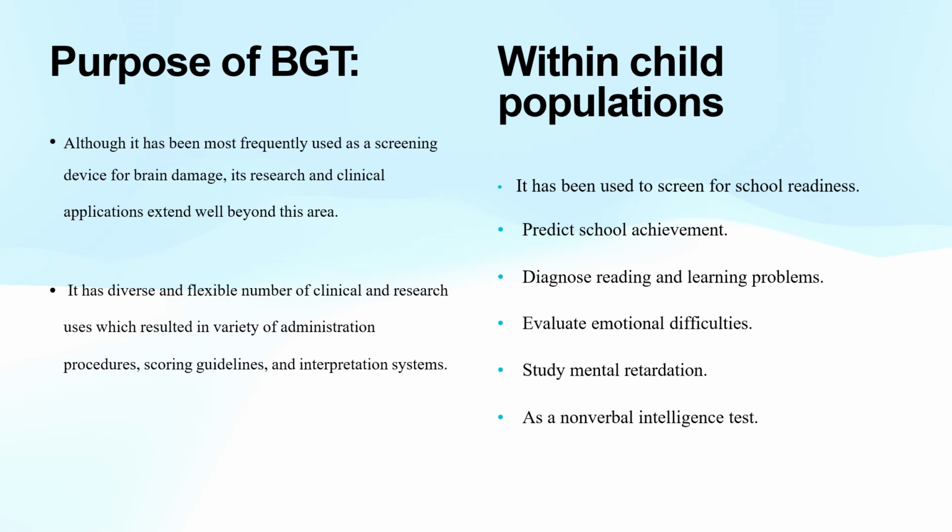So what is the purpose of BGT? Although it has been most frequently used as a screening device for brain damage, its research and clinical applications extend well beyond this area. Like we said, because it is testing the visual motor aspect of a patient, we can also test it for developmental delays. It has a diverse and flexible number of clinical and research uses, which results in a variety of administration procedures, scoring guidelines, and interpretation systems. So it has different ways in which it can be interpreted.